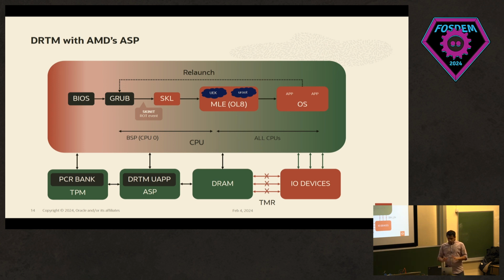So once GRUB sets up the pre-DRTM environment, it kicks off the SKINIT instruction with the address of the SKL binary as the operand. The SKINIT instruction first verifies the signature of the SKL binary. Once the signature is verified, it measures the SKL and then extends the measurement into the TPM.